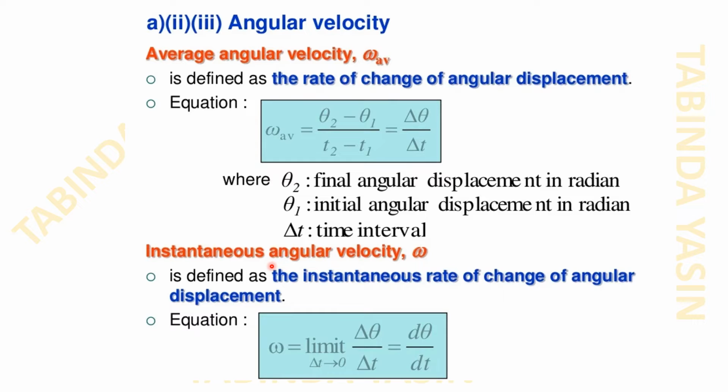Now the second thing, we can find the instantaneous angular velocity at any instant of time, that is omega. It is defined as the instantaneous rate of change of angular displacement, and the formula is the limit, as del t approaches 0, of del theta over del t. If that limit is applied, it gives the complete change, that is d theta by dt, which is called the instantaneous angular velocity.